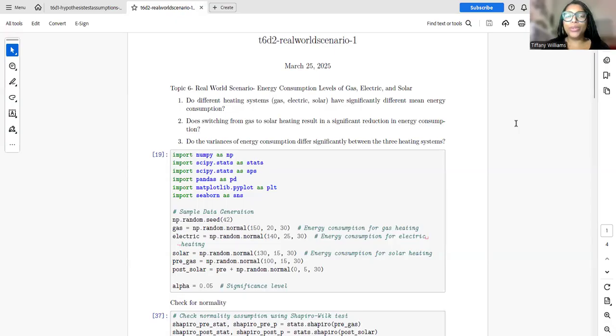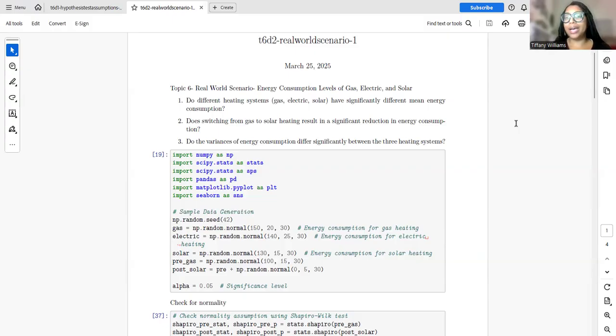Hello, today we will use a real-world example and apply some hypothesis testing. I will be using energy consumption levels of gas, electric, and solar heating systems, and we'll answer a few questions. One will answer, do different heating systems have significantly different mean energy consumption? We'll also answer, does switching from gas to solar heating result in a significant reduction in energy consumption? And lastly, we'll answer, do the variances of energy consumption differ significantly between the three heating systems?